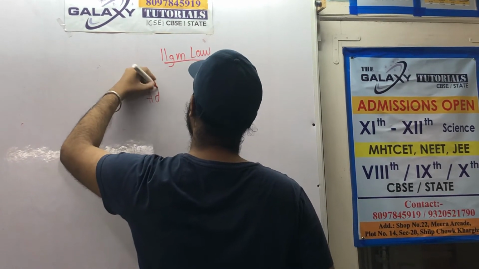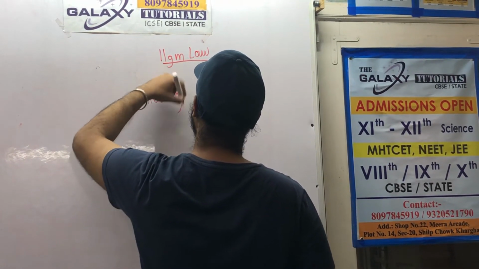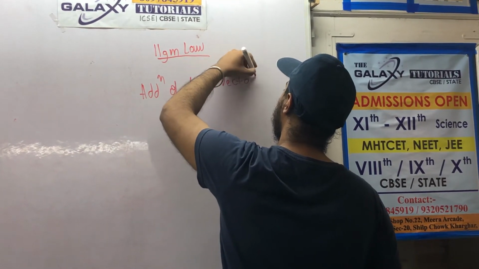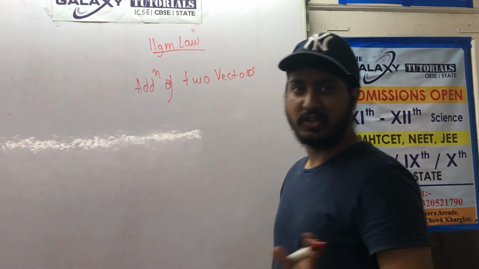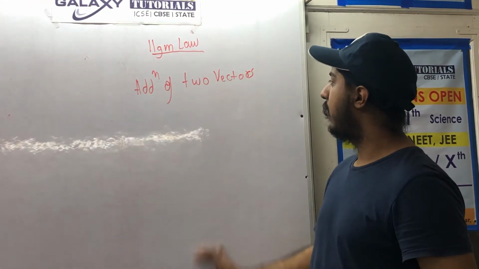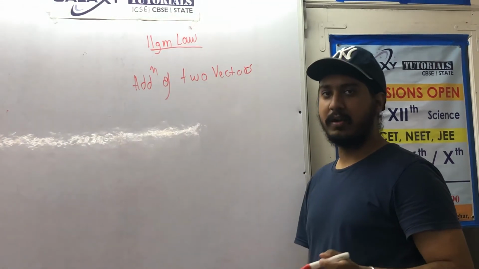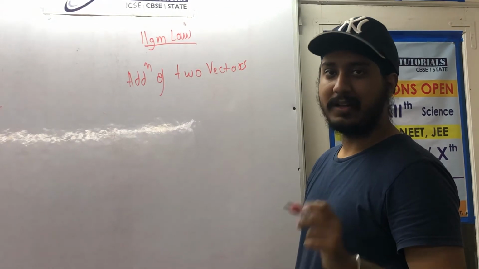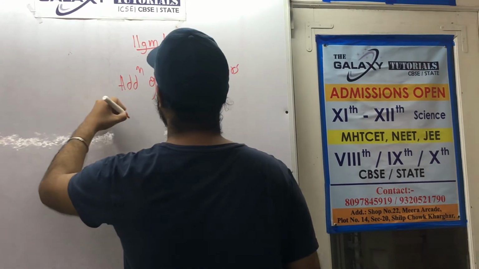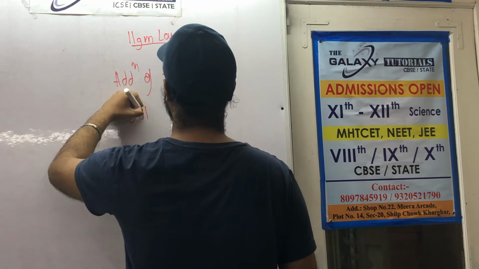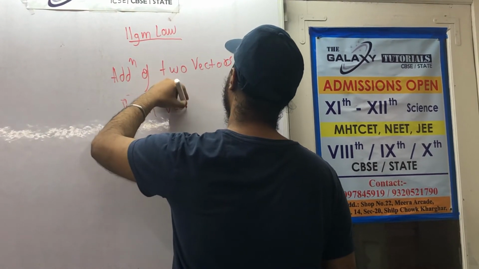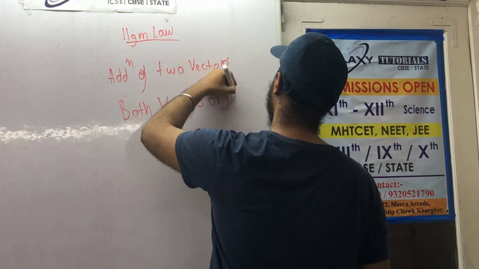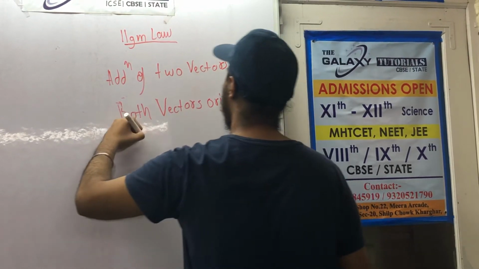Parallelogram law: addition of two vectors only. This one is also just an extension of triangle law, nothing special in this one either. We will see how it is an extension of triangle law. It is also for addition of two vectors only, but the condition here is that both vectors originate from the same point.